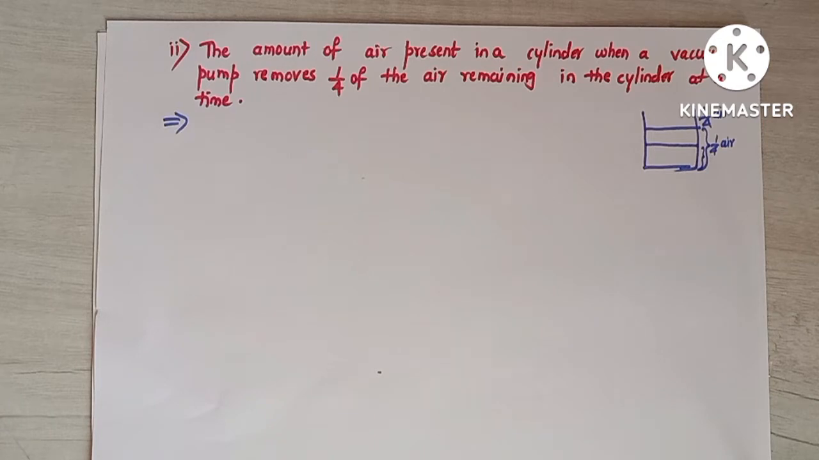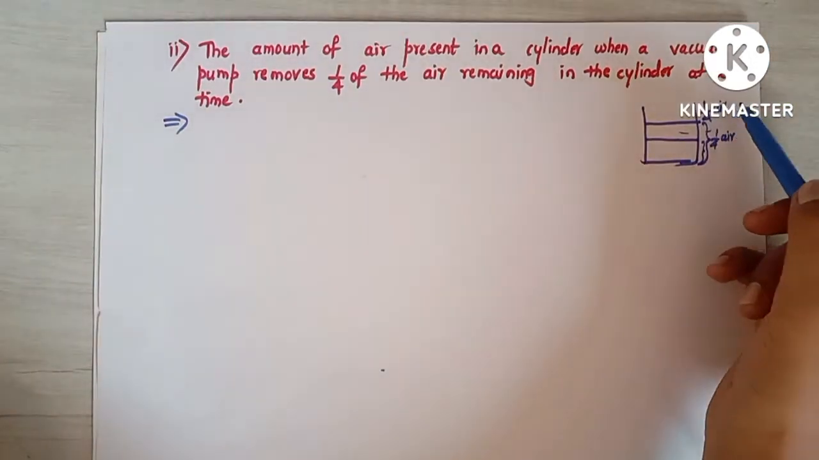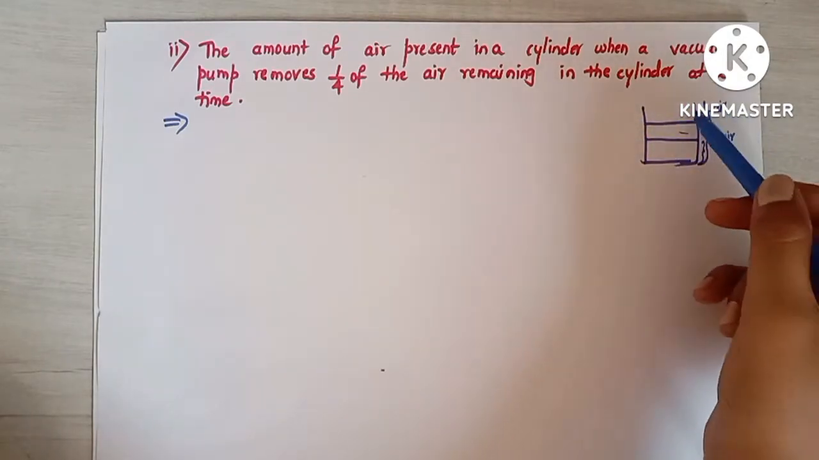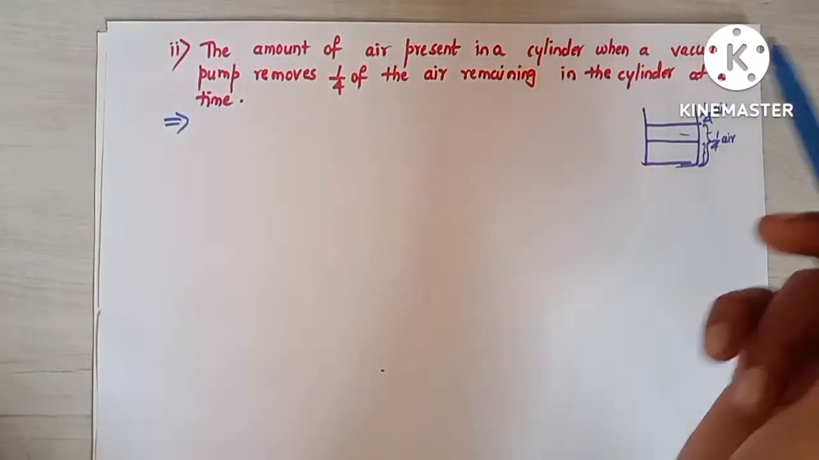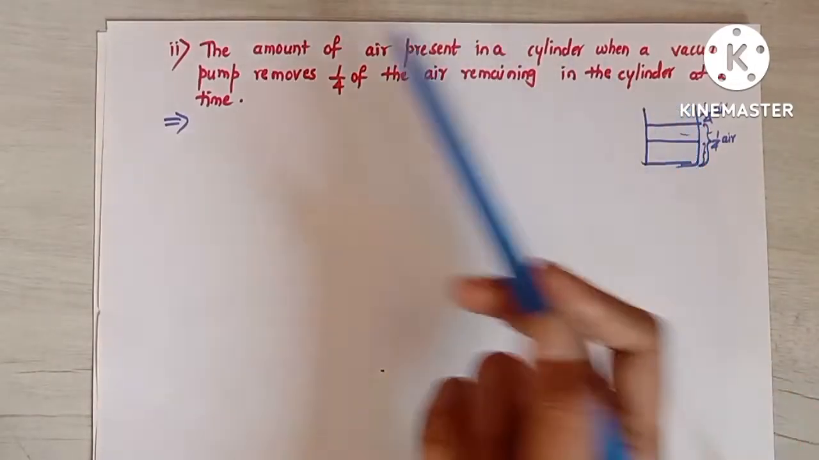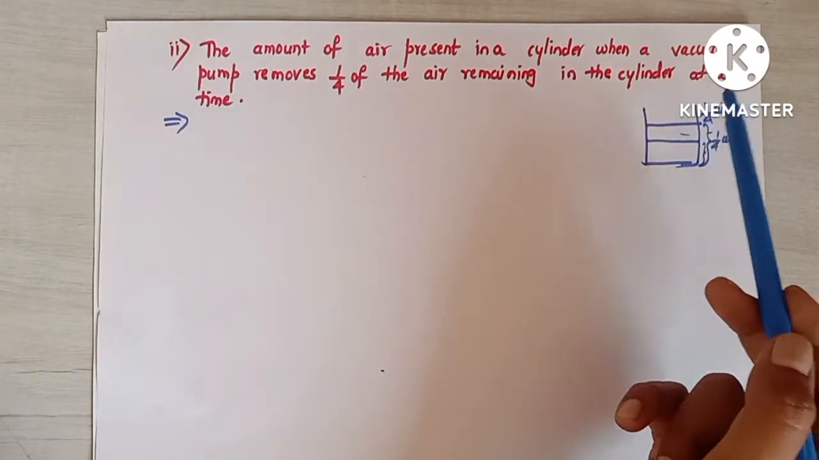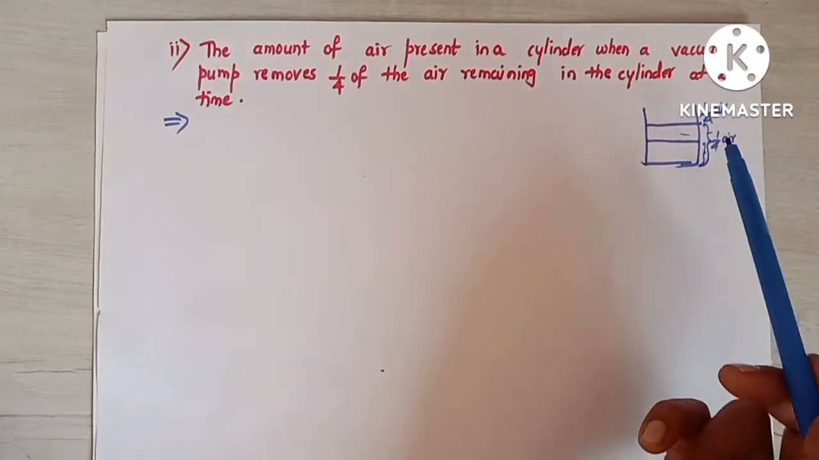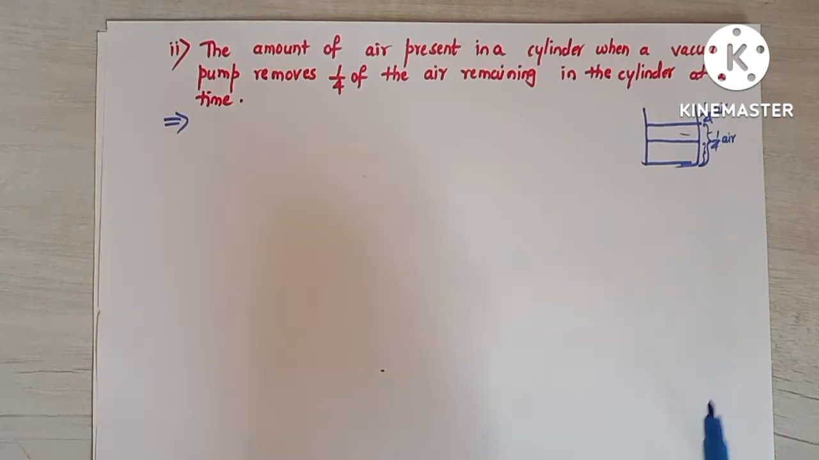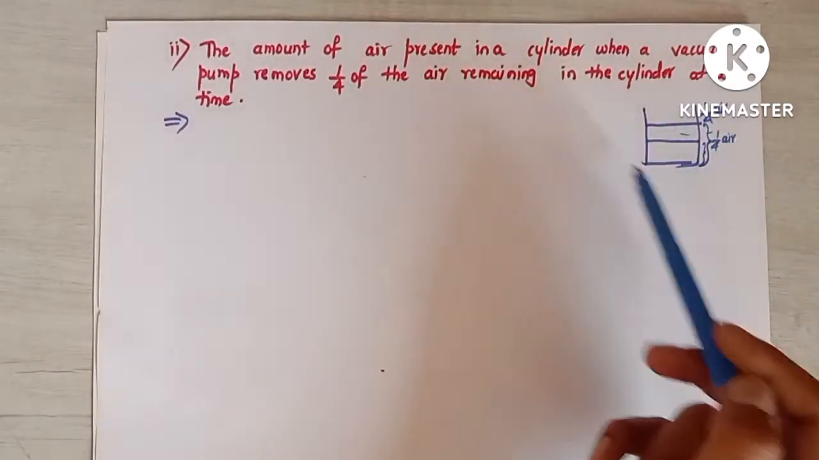The question is, the amount of air present in a cylinder when a vacuum pump removes 1/4 of the air remaining in the cylinder at a time. What does the question say? It says that 1/4 of the air is removed from this cylinder by the vacuum pump. So we have to see the amount of air present in the cylinder after removing 1/4 of the air every time. Okay, let us see. So we don't know what is the volume of this cylinder.